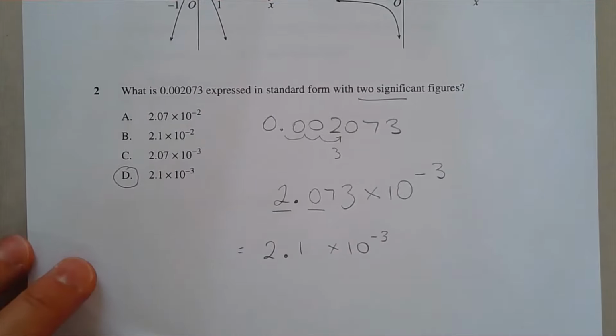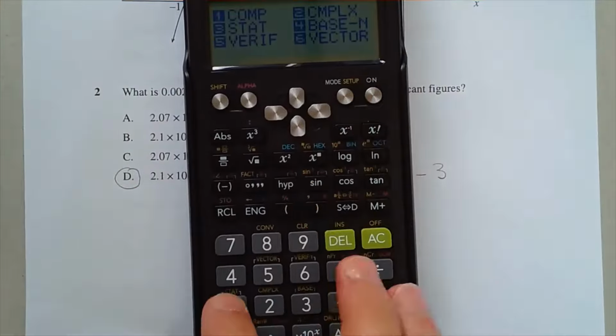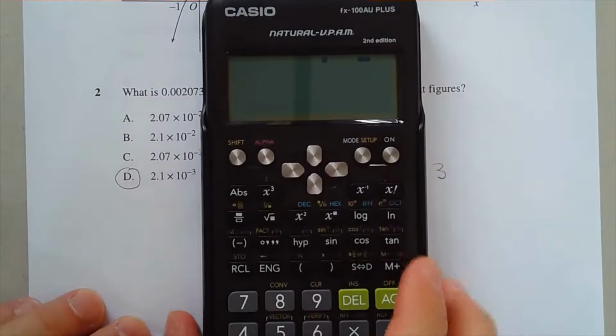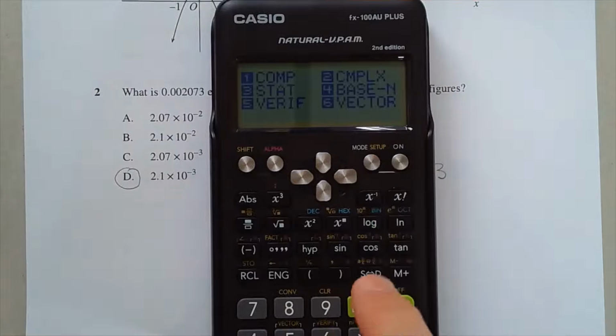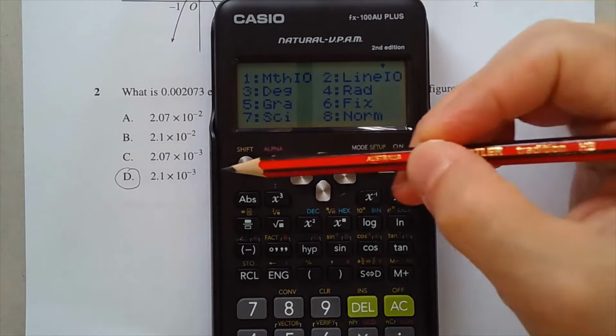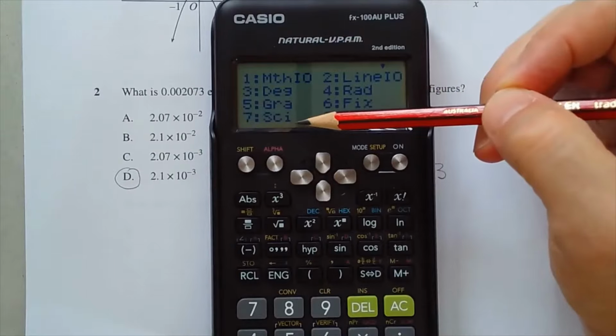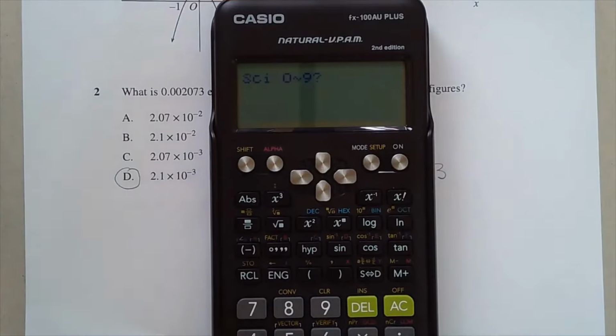Now, how could we do this using a calculator? Your calculator can work in scientific notation and also round to a certain number of significant figures. I'll make sure that number's visible. First of all, press shift, then the mode key, setup. On this calculator it's number 7, SCI, which means scientific notation. So push that. The next question it asks is how many significant figures you would like, and we want 2 significant figures. So press 2.